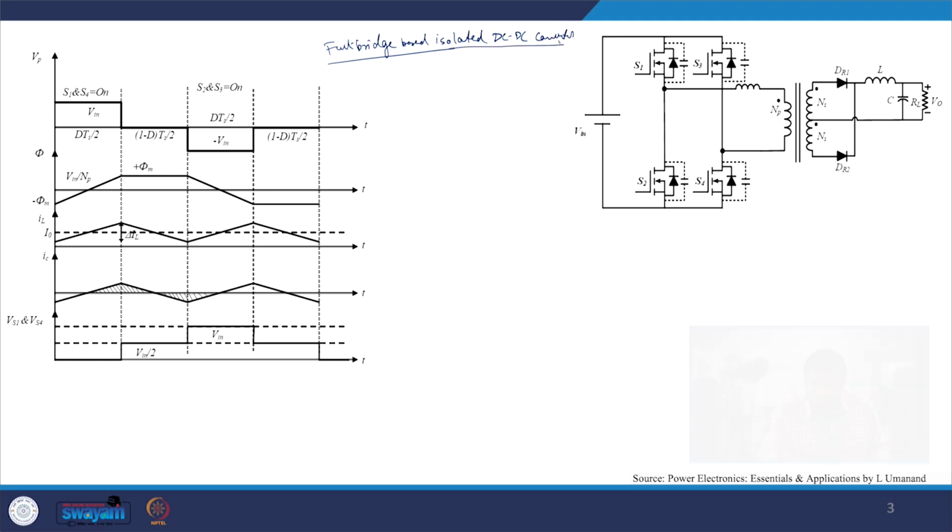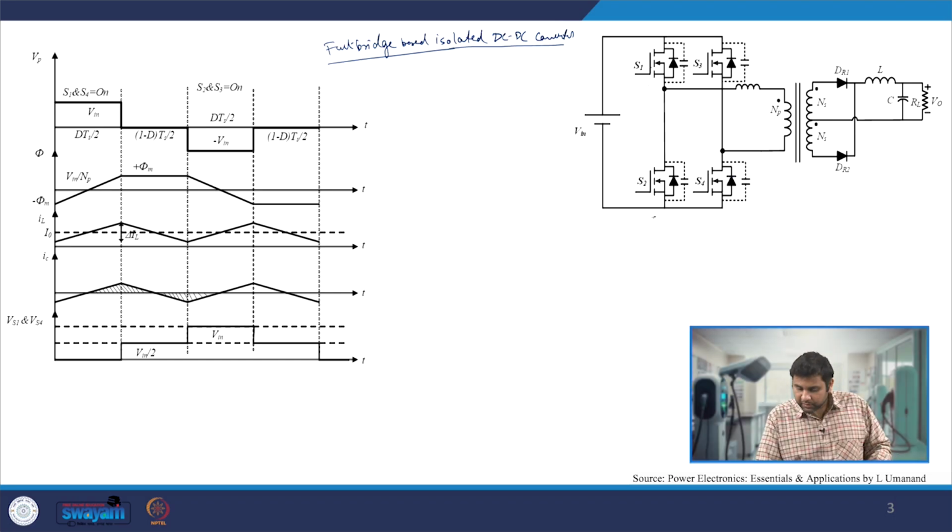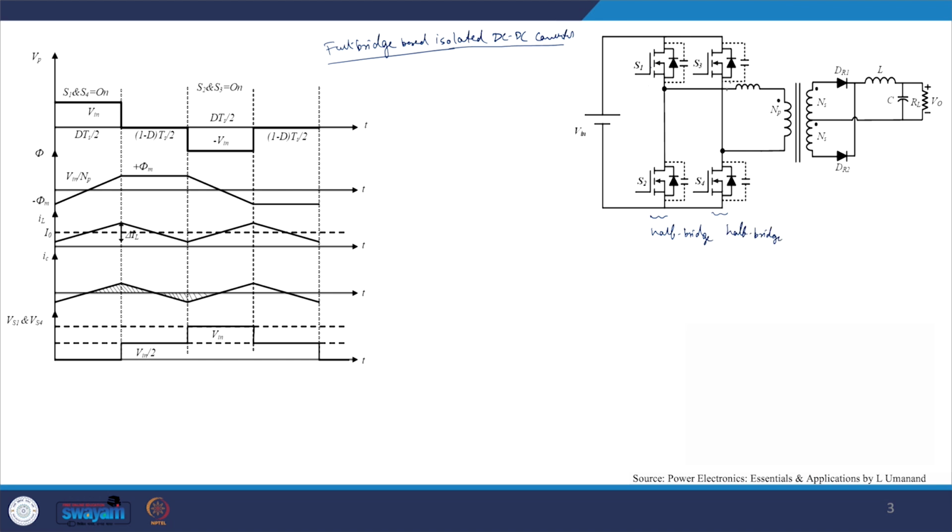Let us see the first simplest operation, where in my DTs by 2 period I will turn on my S1 and S4 switches simultaneously. If you look very carefully, this converter has two identical half bridges. This is one half bridge and this is another half bridge, and from the poles of the half bridges we have connected the primary winding of this converter. The secondary part is similar to that of our push pull converter.